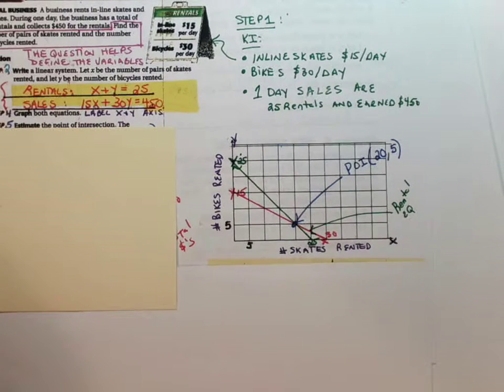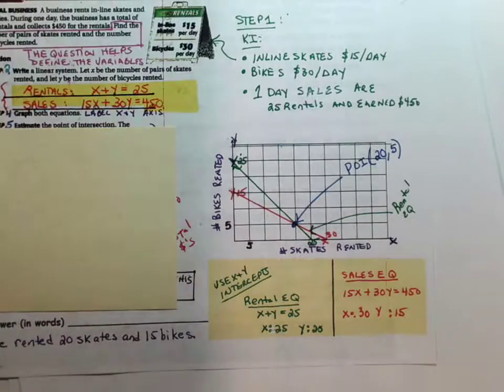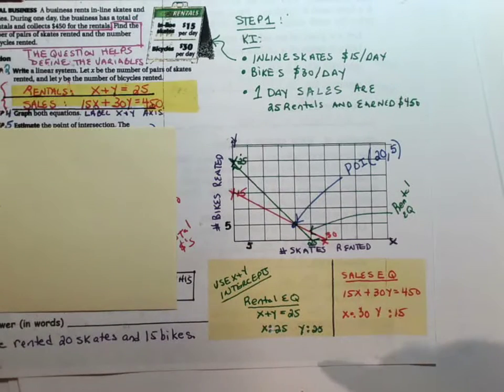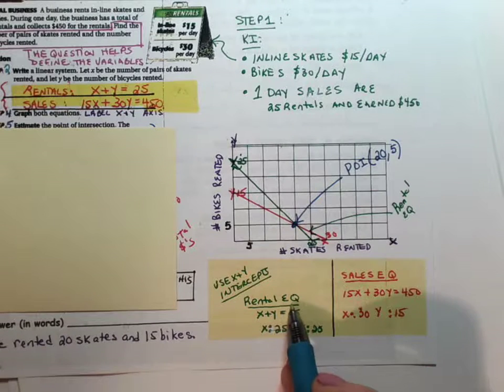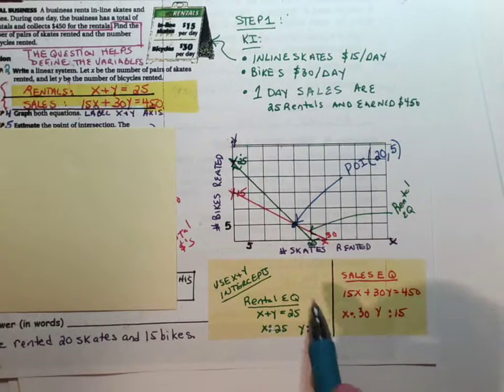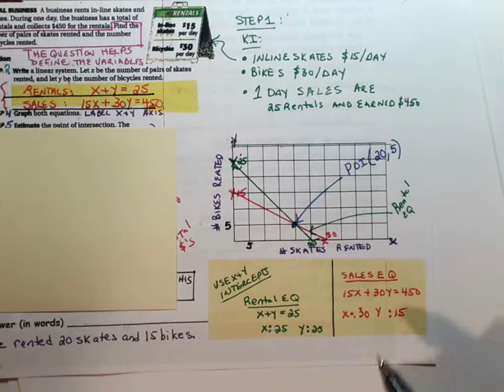So you graph using x and y intercepts, which is the easiest way to do this problem. For the rentals, your x-intercept and y-intercept are both 25. So that's for the rental equation.